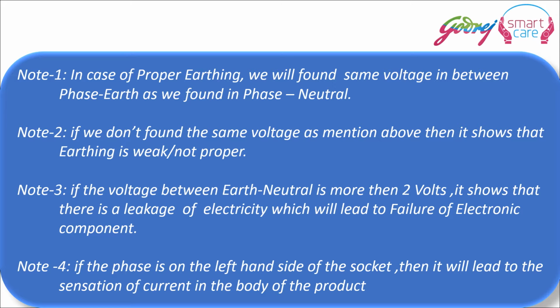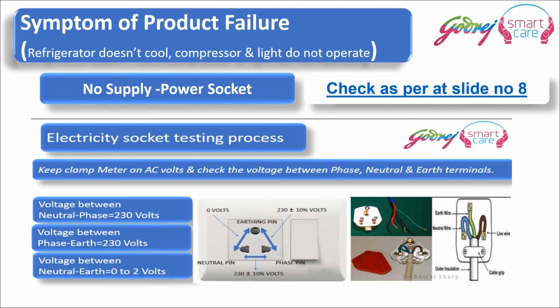If the phase is on the left hand side of the socket, sometimes it can lead to sensations of current on the body of the product. So there is a chance that people may get a light shock or a mild shock while touching the refrigerator body. Similarly, when we are checking, we should check with a clamp meter to get more accurate results. Just checking it with a tester will not tell us the actual voltage that is flowing through the socket.